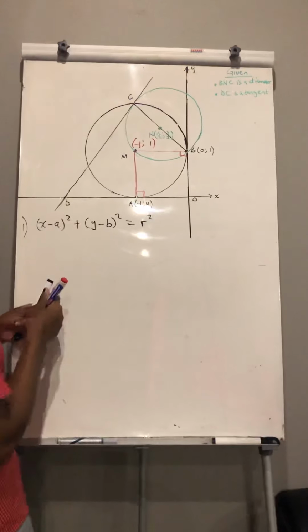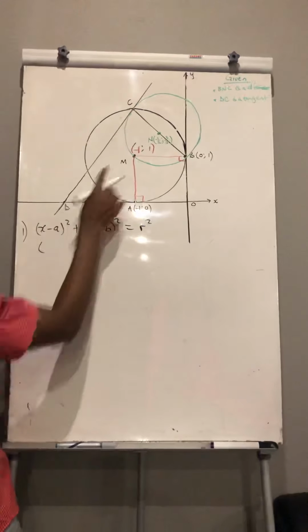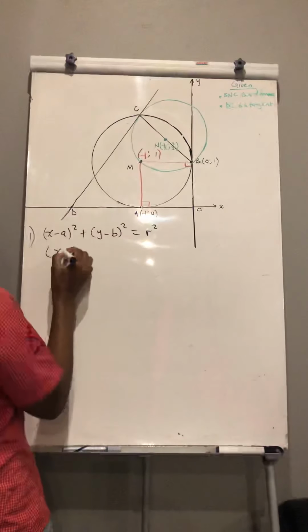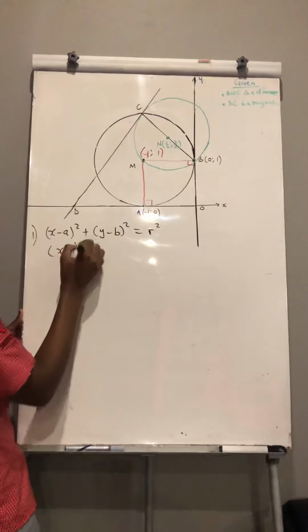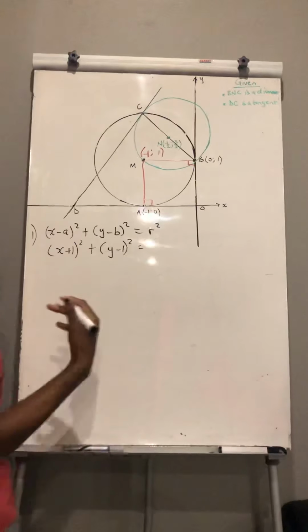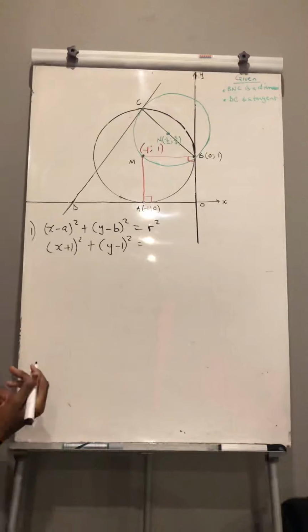So I think you are ready to write them down here and say x, since the x value here is negative, it's going to be x plus 1 squared, and then you say y minus 1 squared. Now you have to get the radius of the circle.